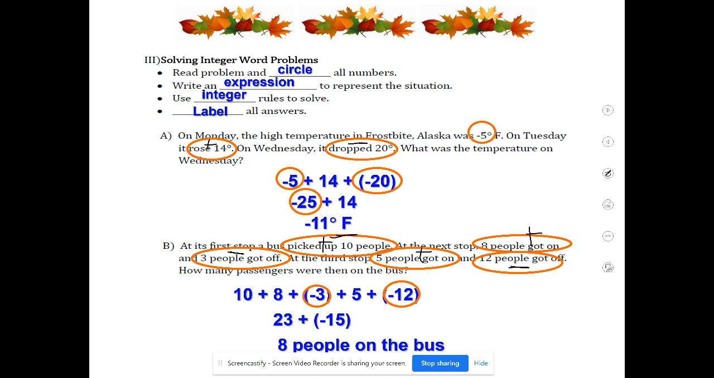Make sure you are copying in those labels. That is so very, very important.